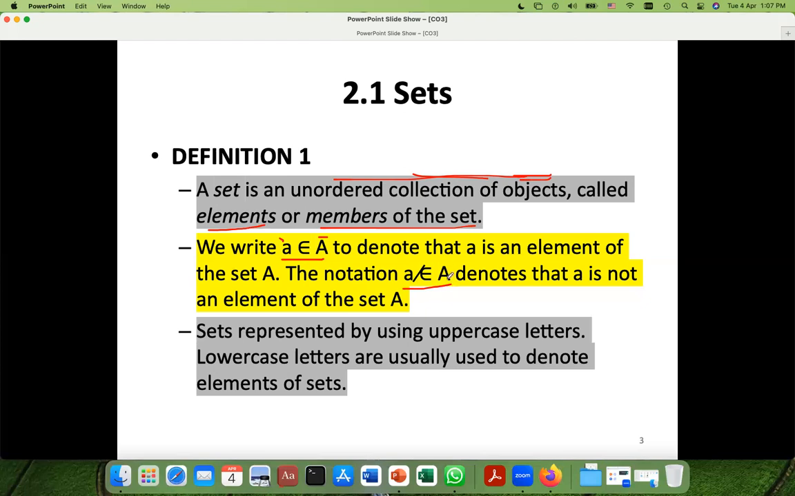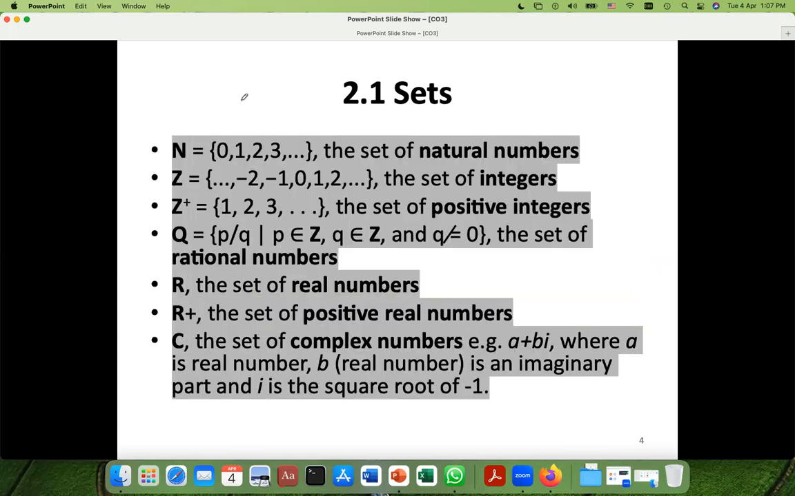So in this chapter, in sets, we will use capital letters to represent sets, and we will use small letters to represent elements. Moving on, now we have different sets available in mathematics, but this is not the whole list. These are just the popular ones listed here.